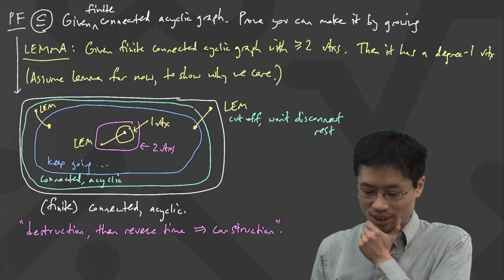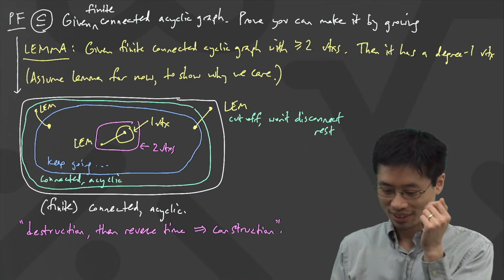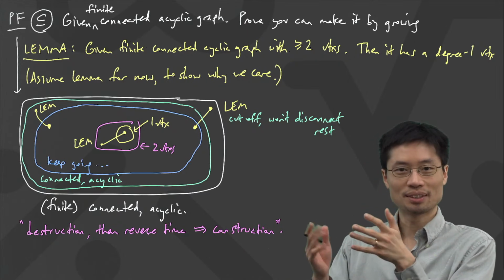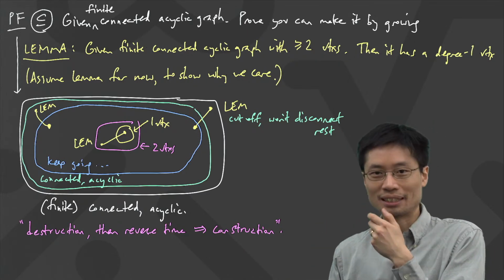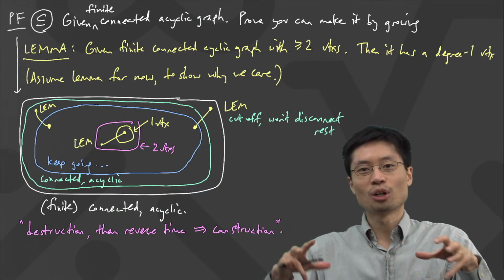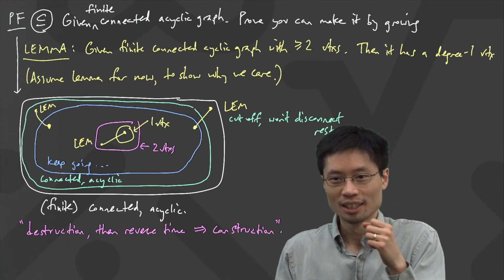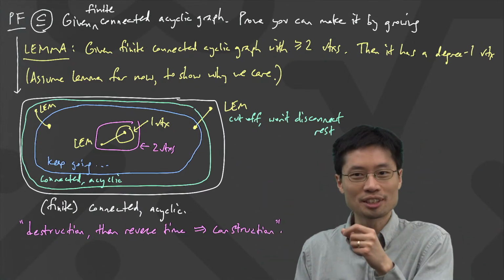So the goal now is to show that as long as I have some finite connected acyclic graph and it has at least two vertices, then there's always one of these leaves. Actually, that also looks like a kind of strange statement, but at least it's one that I can get more of a handle on than saying I can grow everything. Growing is too sophisticated. But I just want one vertex with degree 1.